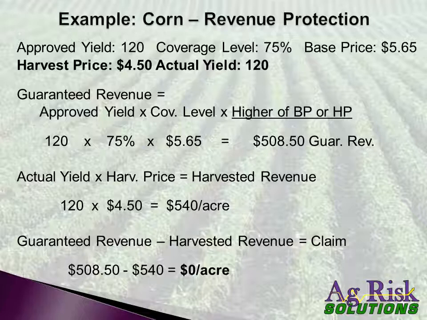So the point of this is that when the price falls, it increases your likelihood of claim, and it could potentially increase the size of the claim, but it does not guarantee that you will have a claim simply because the harvest price came in lower than the base price. You can still produce enough bushels to offset that situation.